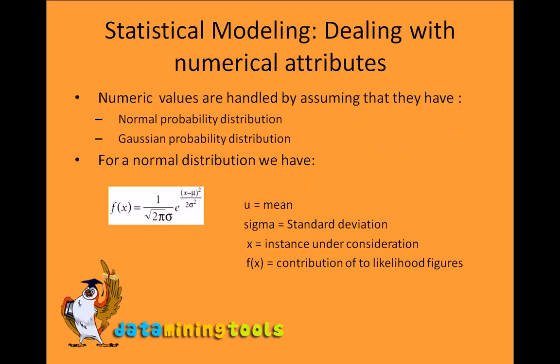Now we study how we deal with numerical attributes. Numerical attributes are handled by assuming that they have a normal or Gaussian probability distribution. We'll consider the case when we have a normal distribution. For a normal distribution, we have the following formula. For a particular x, f(x) is the probability of x. Here, mu is the mean, sigma, that is the denominator, is the standard deviation, x is the instance under consideration, and f(x) is the contribution of this attribute to the likelihood figure.